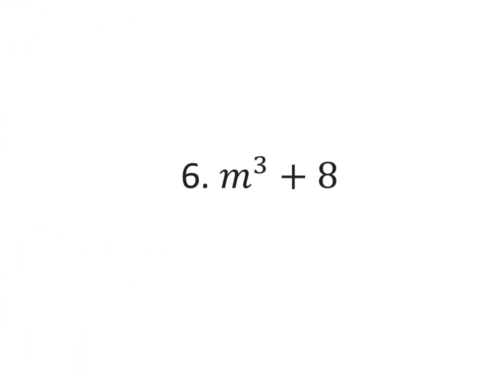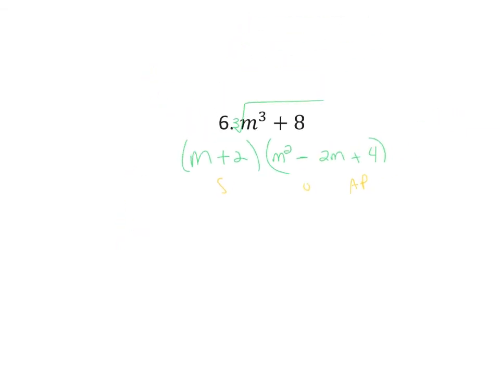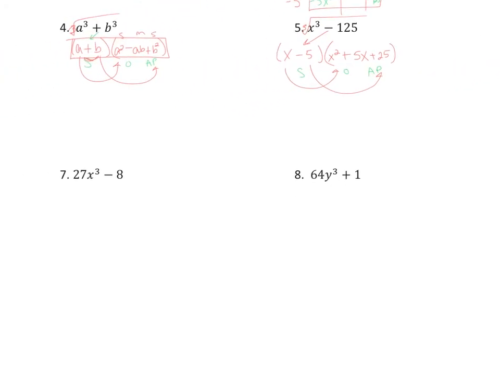Okay, first step is to take the cube root, m plus 2. Same, opposite, always positive for your signs. Opposite would be negative, always positive for the last one. Square, multiply, square. And there you go. It does get easier and quicker the more you practice it.